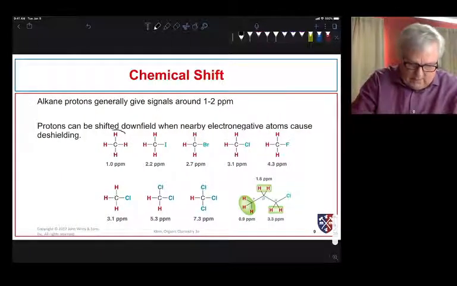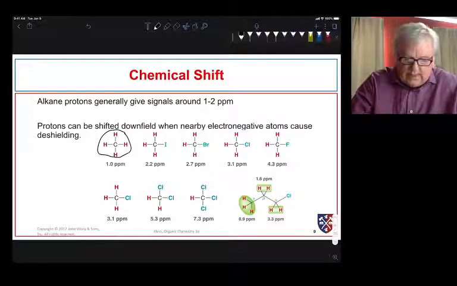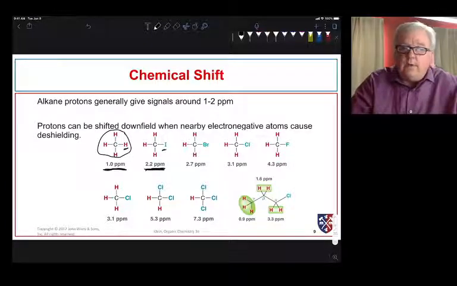We've already seen that if we did an NMR experiment with methane, we would see that we only get one signal. It'd be a real nice singlet, and it would come at 1.0 ppm. That happens to be where methane comes. If we take one of the hydrogens off and replace it with an iodine, now the remaining three protons are all chemically equivalent. We only see one signal, and it comes at 2.2 ppm.